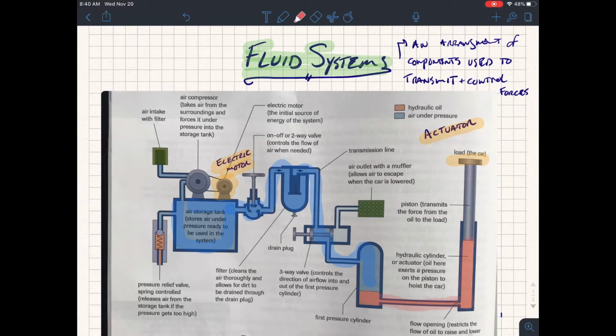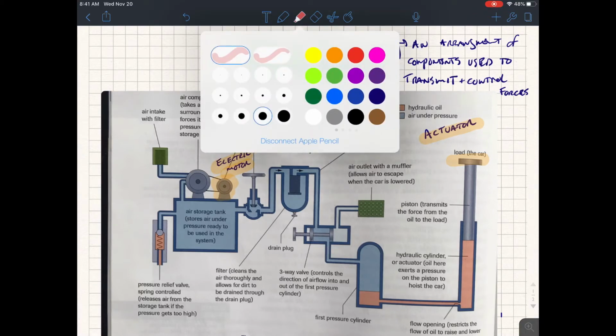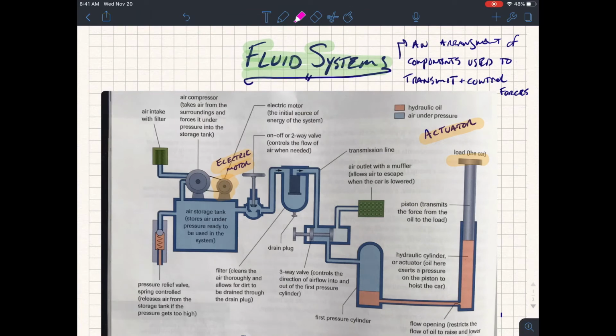So we want the fluid to do the heavy lifting. So here we go, let's start. We want to start with air. Why do we want to start with air? Let's find out. The first part of this whole system, let's use pink, starts with intake of air. So air is going to come in.